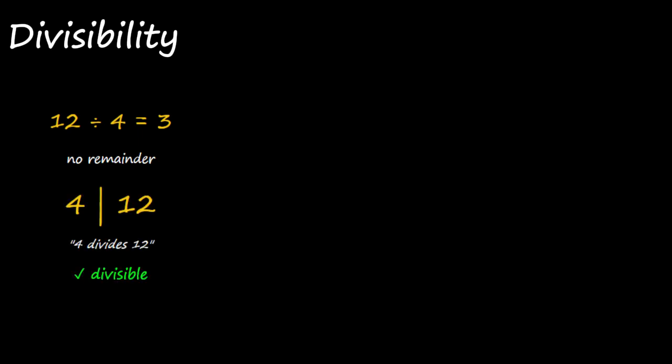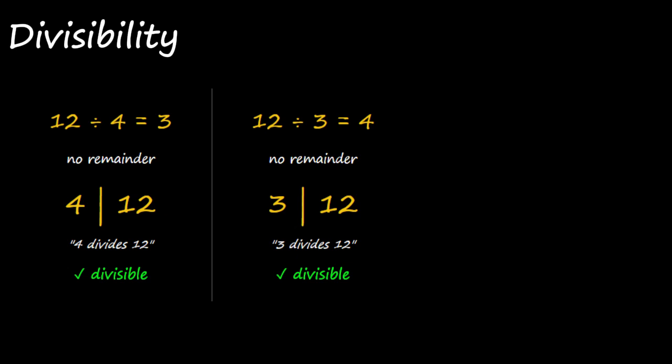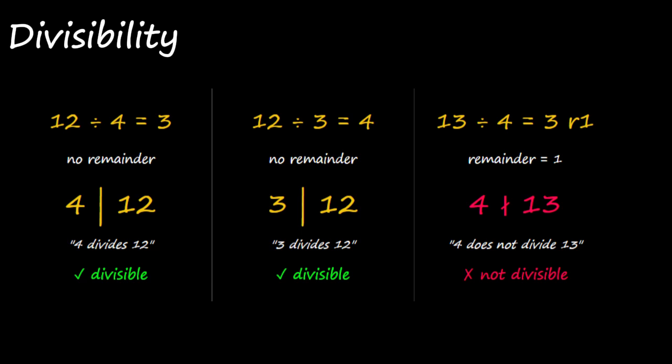So let's get started. What does divisibility mean? Let's start simple. We say that a number A is divisible by a number B if, when you divide A by B, you get a whole number with no remainder. For example, 12 divided by 4 equals 3. No remainder, clean. So we say 12 is divisible by 4. 12 divided by 3 equals 4. Again, no remainder. So 12 is also divisible by 3. But 13 divided by 4 equals 3 with a remainder of 1. It does not divide cleanly. So 13 is not divisible by 4.